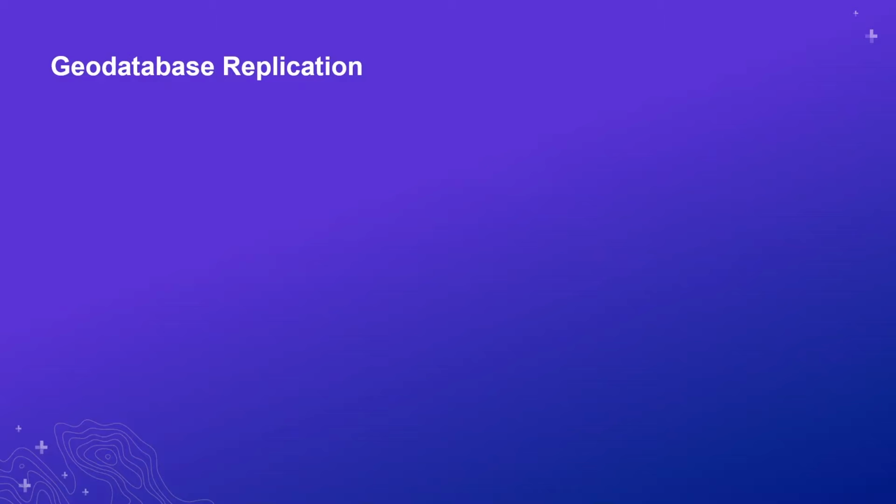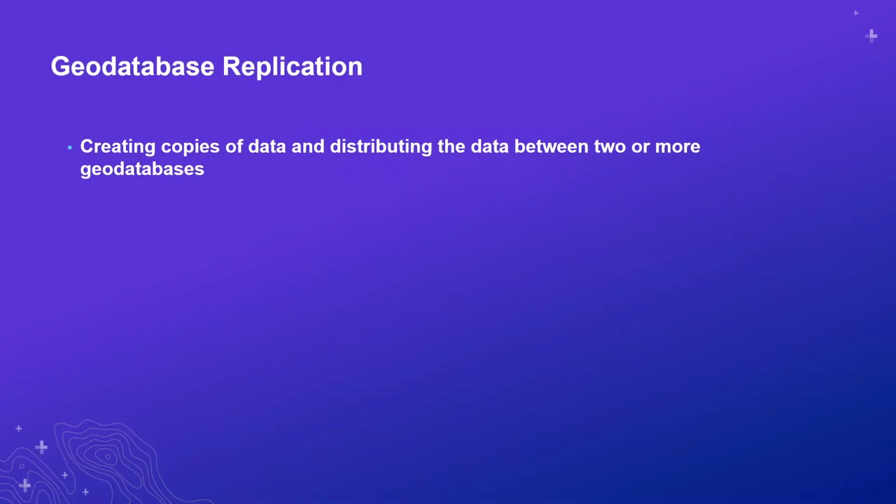Those working with offline workflows with the runtimes may already be aware of this, but I just wanted to provide a quick summary before jumping into it. First of all, geodatabase replication is copying data and distributing it between two or more geodatabases, and the data we're referring to could just be a normal database.